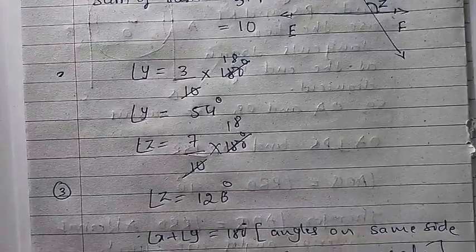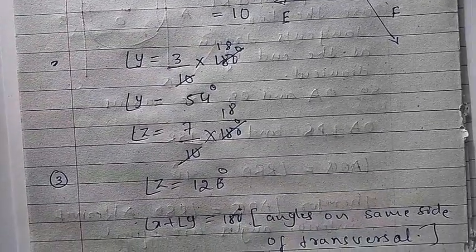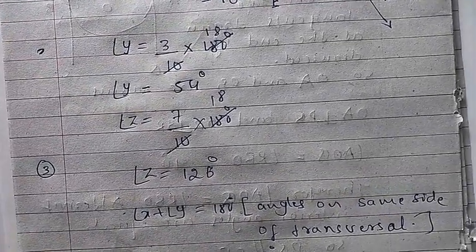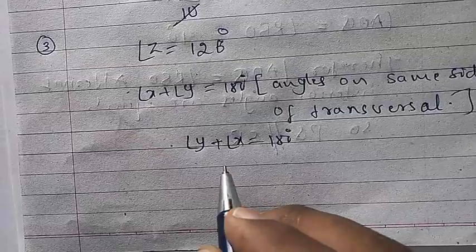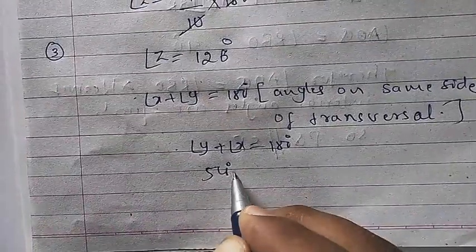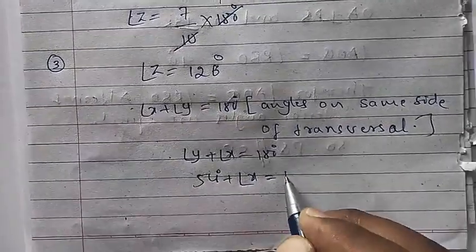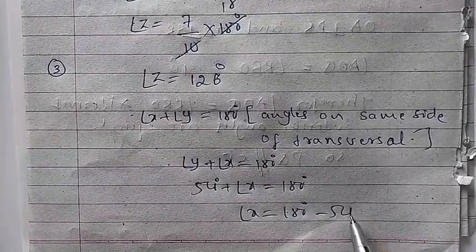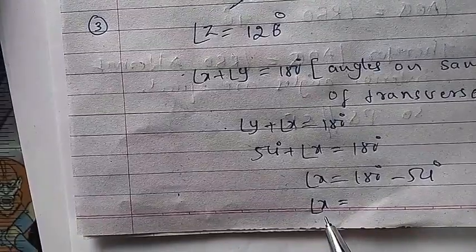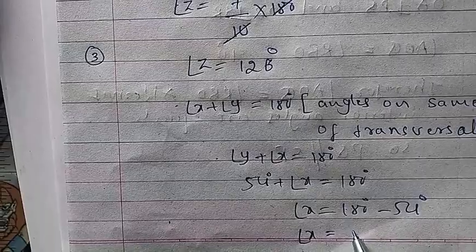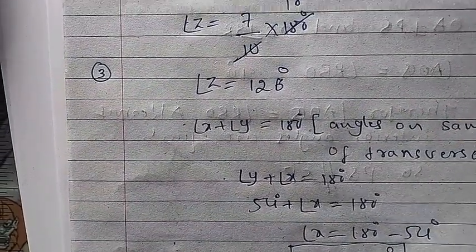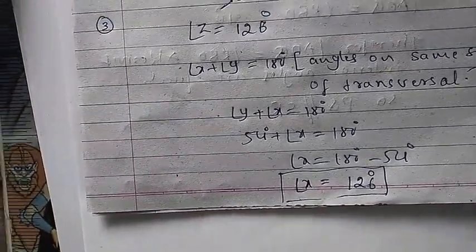Angle Y we already found out is 54 degrees. Therefore angle Y plus angle X is equal to 180 degrees. Angle Y is 54 degrees plus angle X is equal to 180 degrees. Therefore angle X is equal to 180 minus 54 degrees. Therefore angle X is equal to 126 degrees. This is the value of X here. I hope you understood this one.